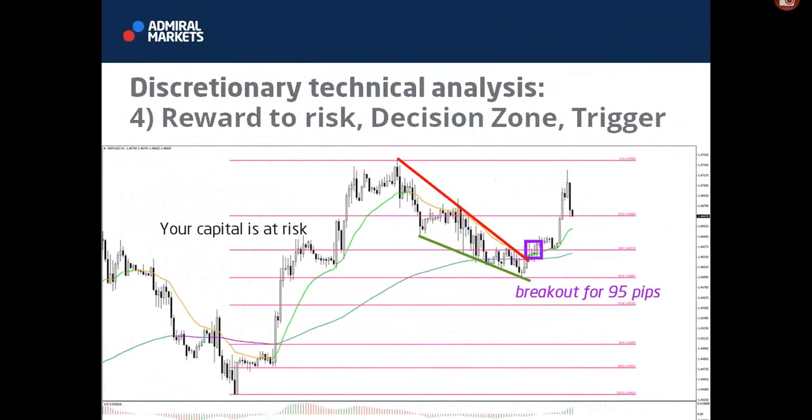And of course, before that happens, actually, we want to know what the decision zone is. At what point am I interested in trading it? And what trigger do I want to see before I think the trade is ready? That's something that I'll discuss throughout this webinar. Basically, planning your trade, analyzing it, then planning the trade, and then trading the plan.